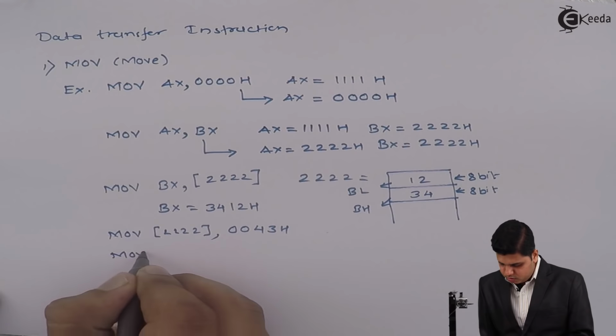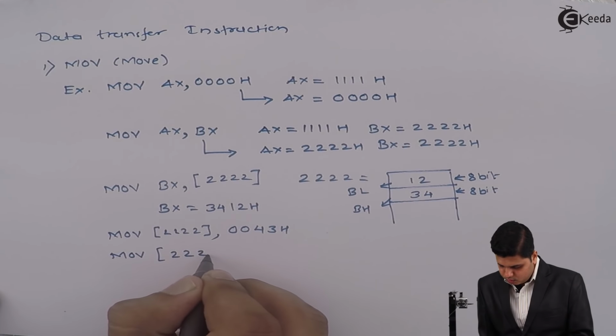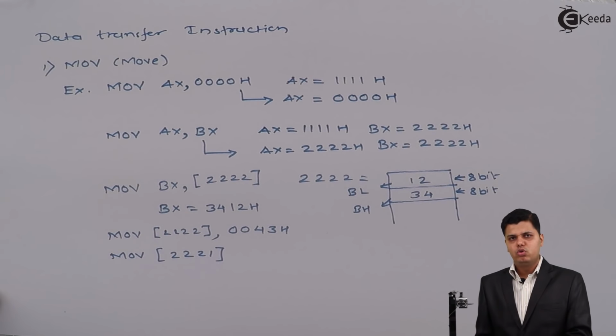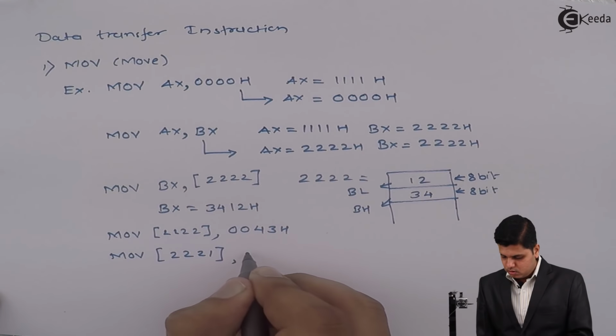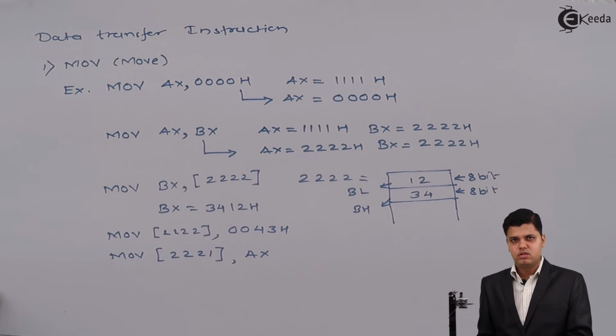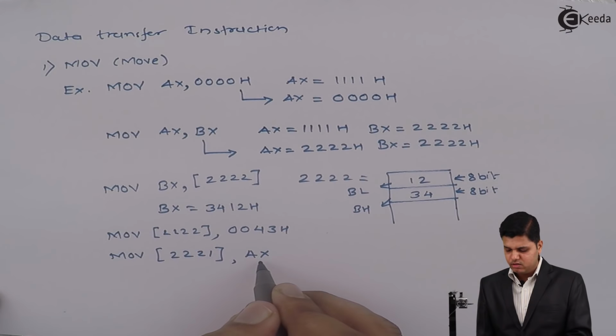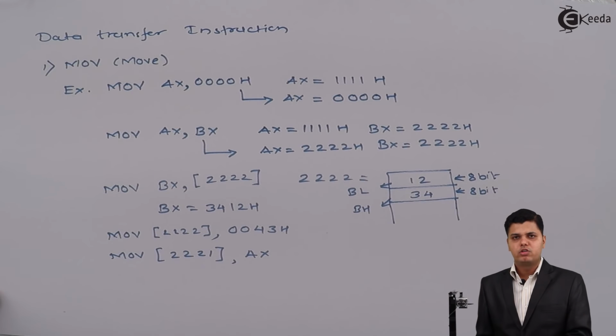In second case we will write move 2221 from AX register. The contents of AX register will be copied to memory location 2221. Now these are the number of different ways in which we can write the program, or in which we can write the instruction of a move.